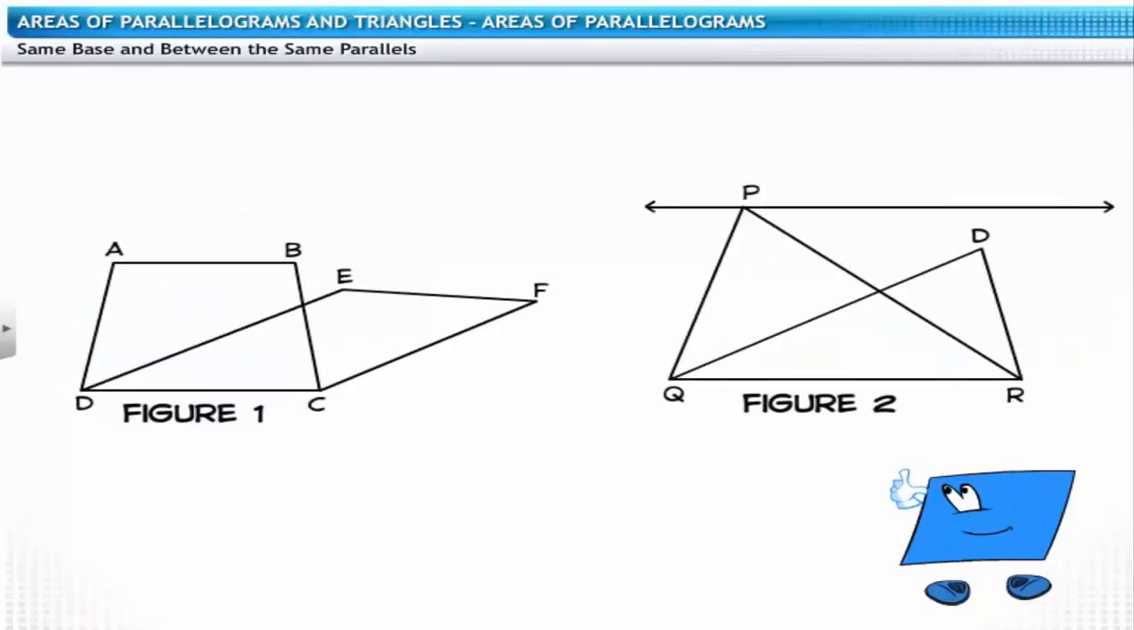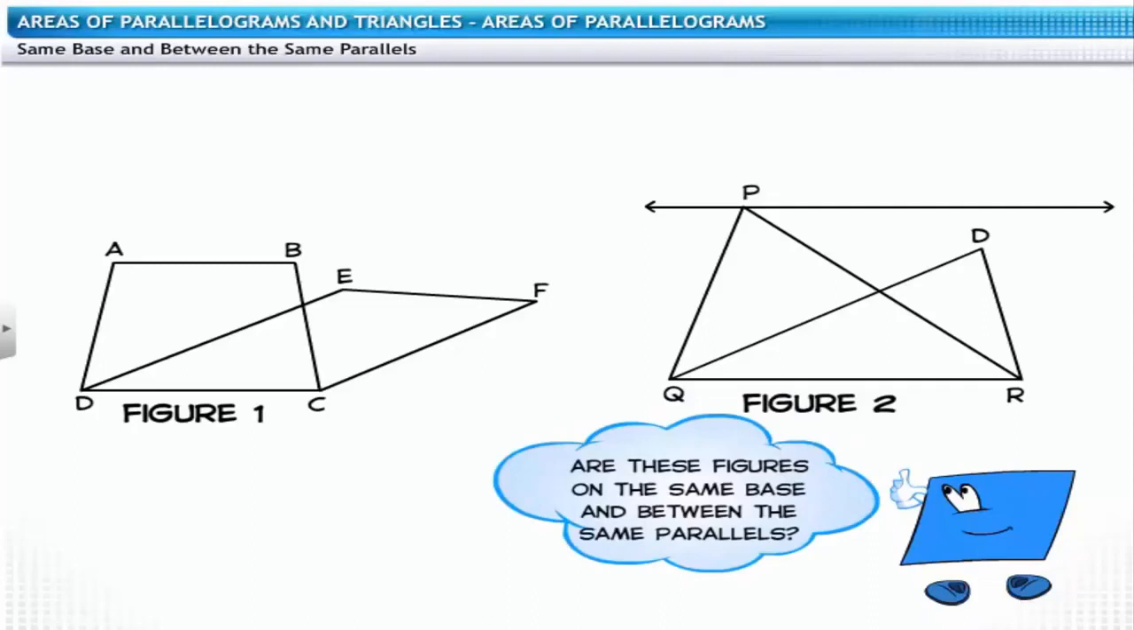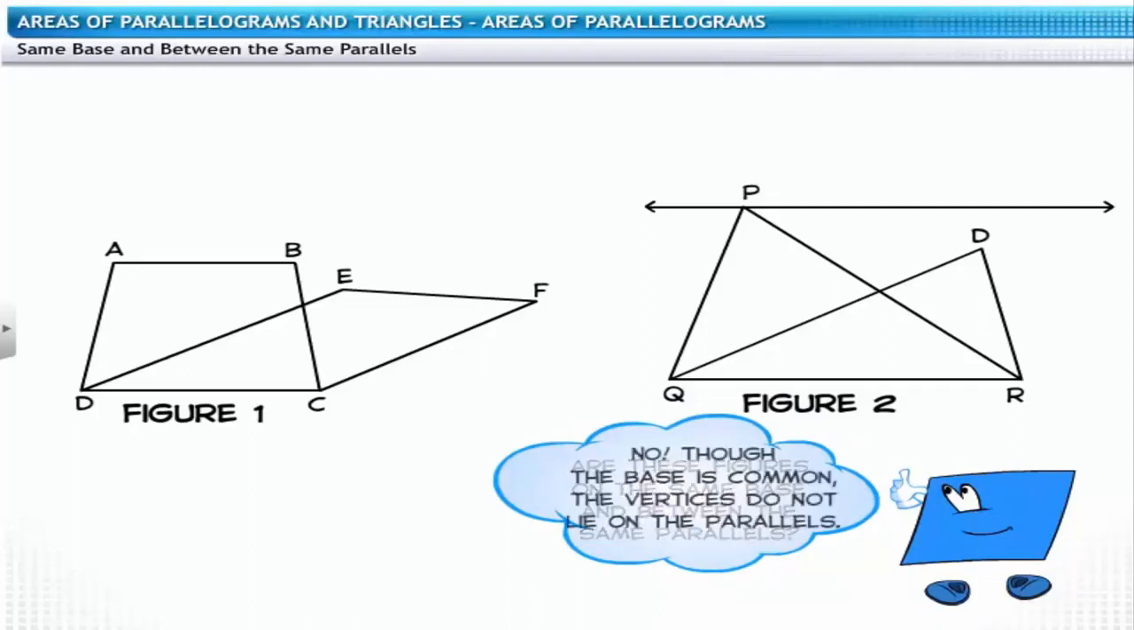Now, look at these figures. Can we say that these figures are on the same base and between the same parallels? No. Though the base is common, the vertices opposite to the base do not lie on the line parallel to the base.